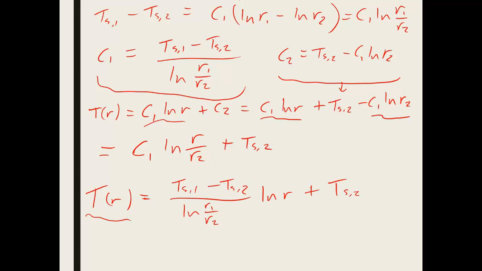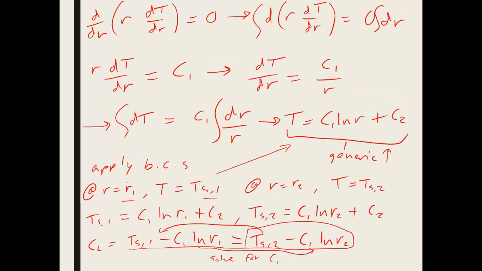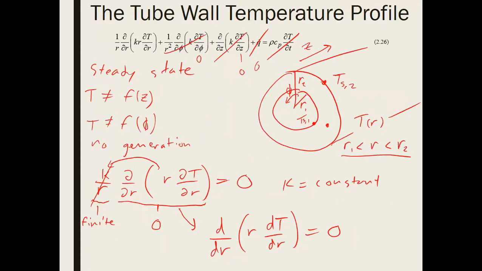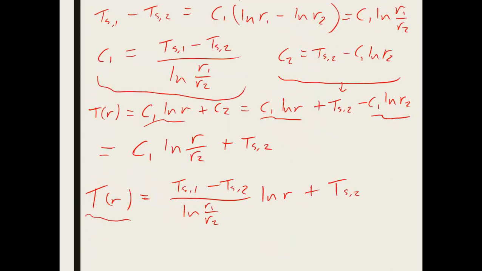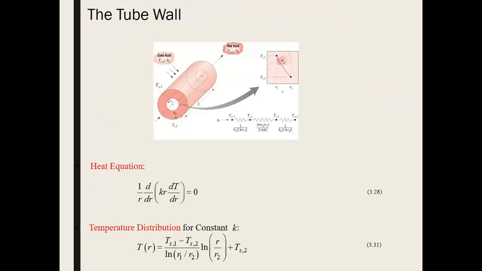So if we wanted to figure out what's the temperature somewhere here at R1 plus some delta R, we can just take whatever R1 plus delta R is, let's call it 5 millimeters, and we would just plug in 5 millimeters into here, and that would give us the temperature at R equals 5 millimeters. So we've gone through the derivation already, and this is what our textbook gives us for the temperature profile of a tube wall.